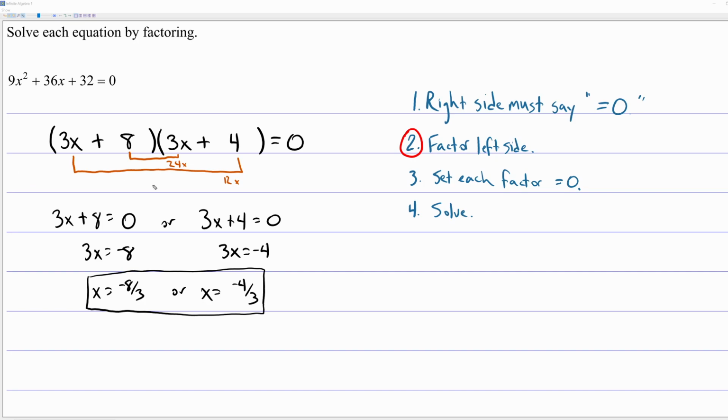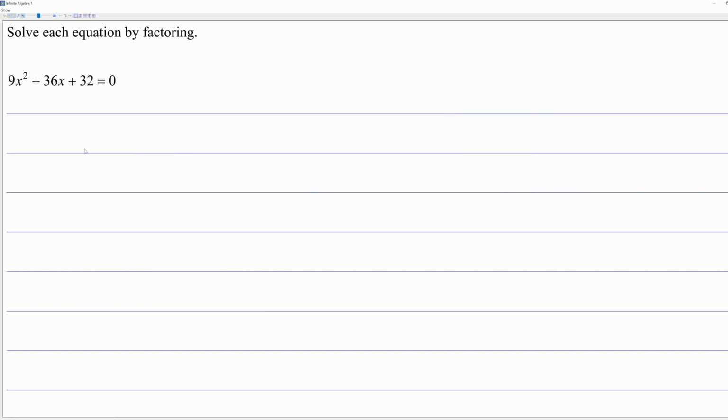Alright, so let's do another example. I'm going to clear the entire screen. I'm going to take away the step-by-step process. You may want to write that down if you're doing a bunch of practice problems. So, let's consider this example. So step 1 is that the right-hand side must say equals 0.